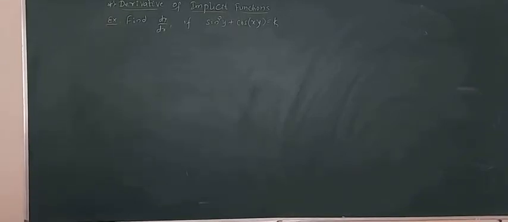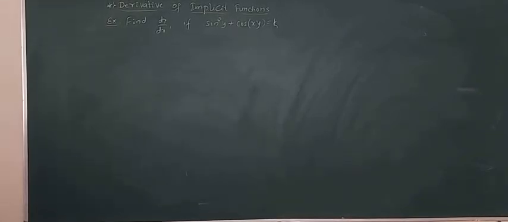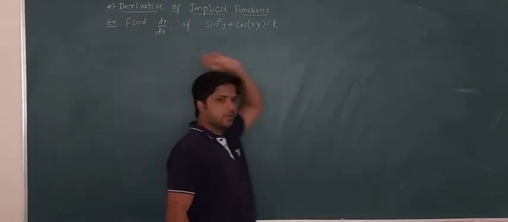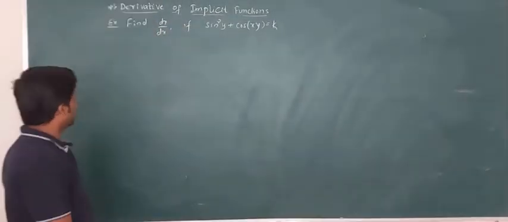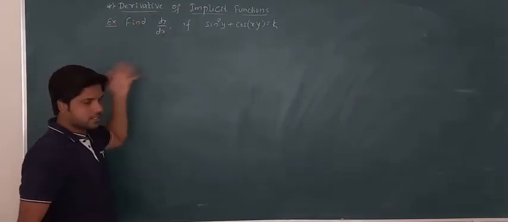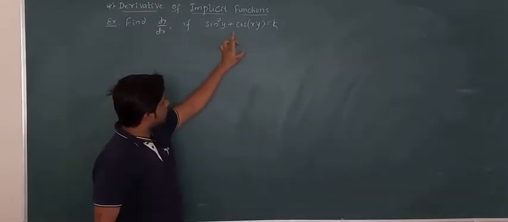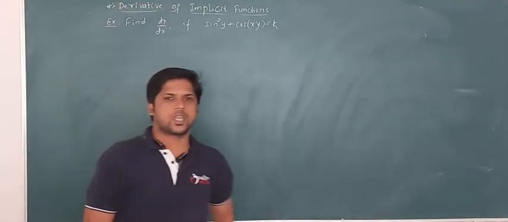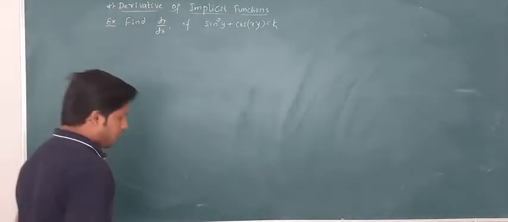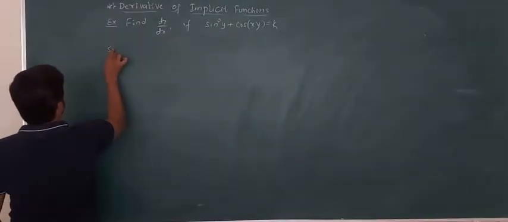So good morning students. Today we will solve a few more examples on derivative of implicit functions. Consider the example: find dy by dx if sin square y plus cos xy is equal to k. It is an implicit function, so solve for dy by dx.